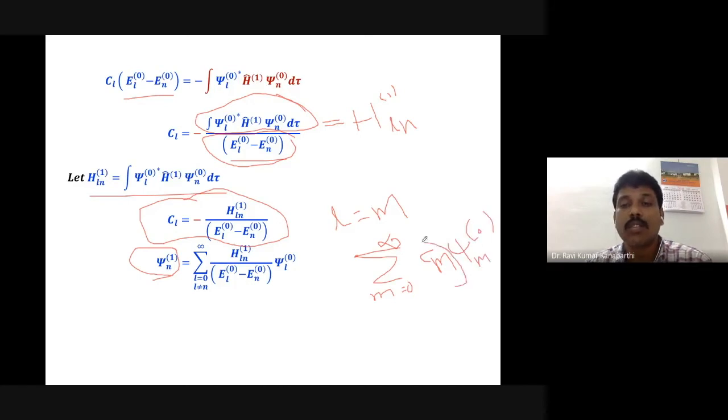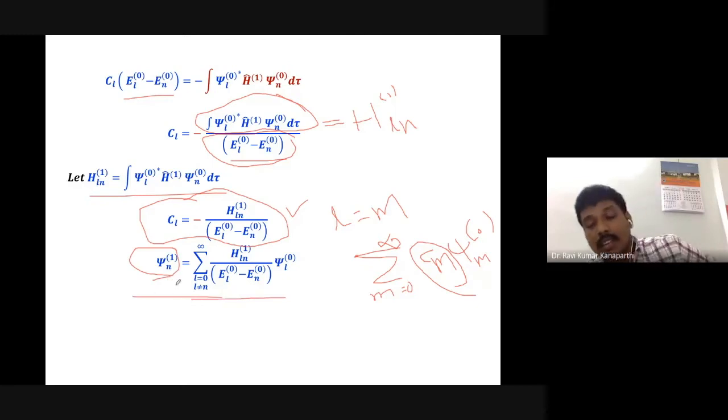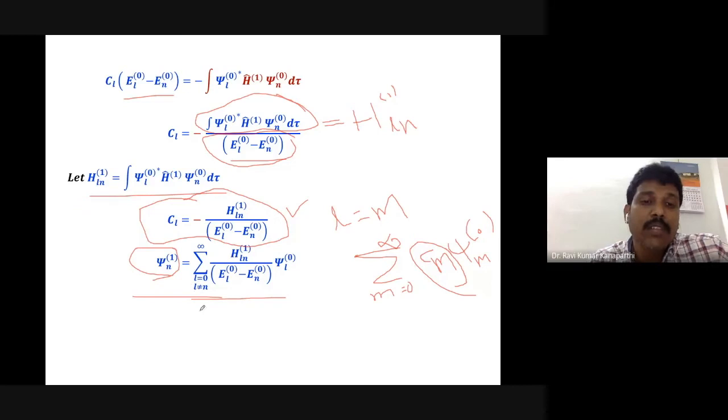Now, this quantity is something that we have evaluated. Please remember that L and M are both the same, so you can substitute this quantity here. That is what is done here. So psi n of 1 is given by the summation over L not equal to 0 and L not equal to n, equal to this factor. Please remember there is one negative sign that is missed. Please correct it.